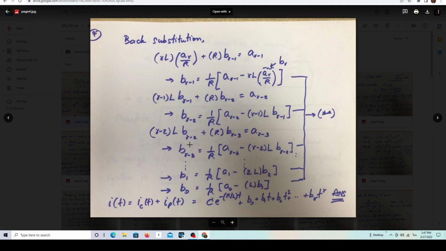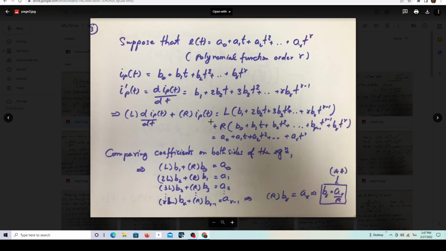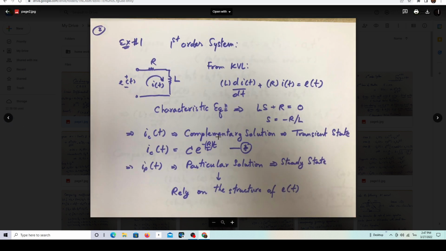And once you establish this equation of b related to a, remember that with this equation, given the input function e of t, e as a function of t, and given the R and L as parameters of the first order system, you want to find the function i corresponding to t.